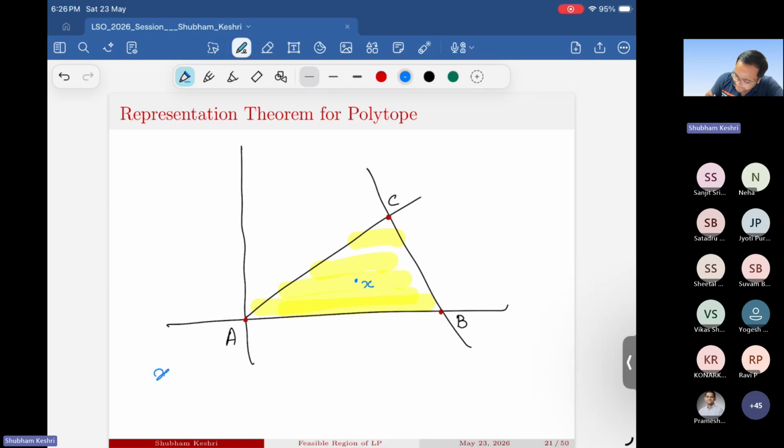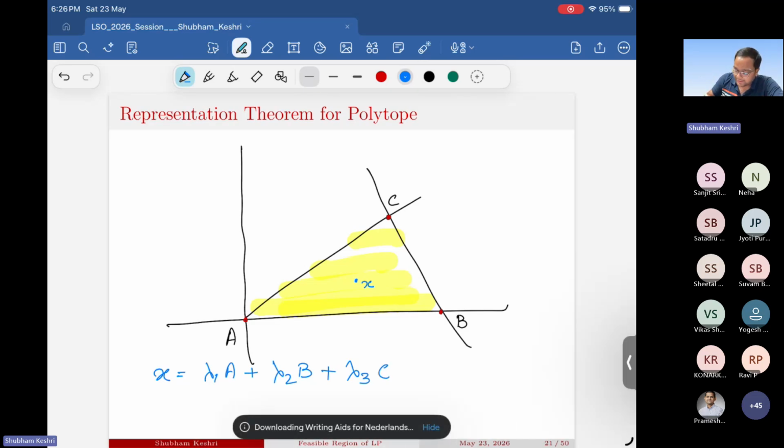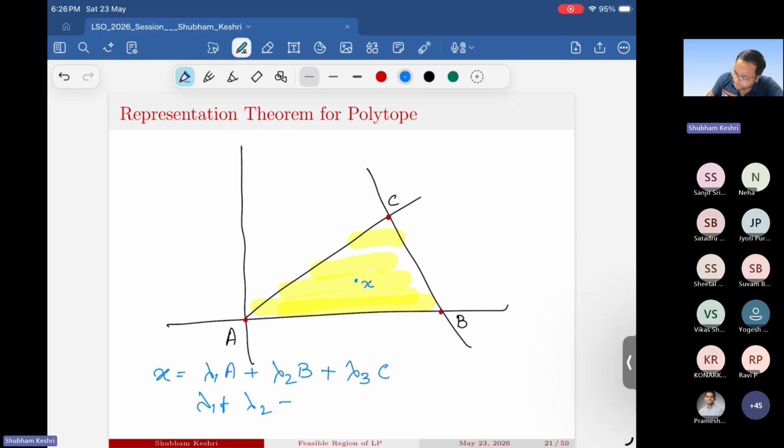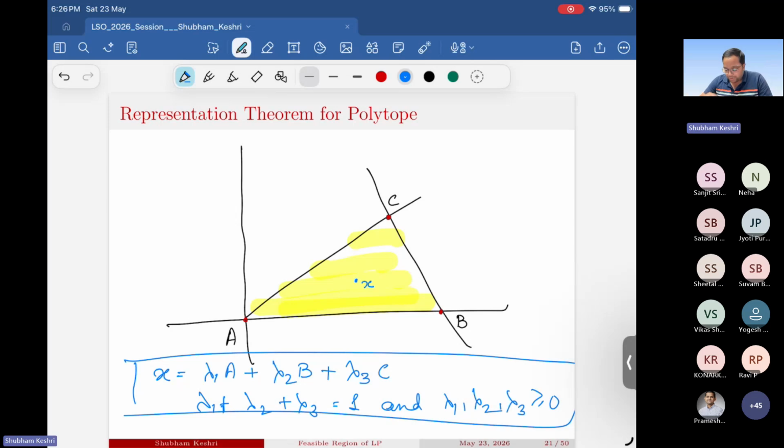So what we can do is, it says that you can represent X using all the corner points. So we have 3 corner points here. It will be lambda1 A plus lambda2 B plus lambda3 C. But there are some conditions. What are those conditions? The condition says that lambda1 plus lambda2 plus lambda3 has to be 1, and lambda1, lambda2, lambda3 are greater than or equal to 0. You can write any point inside this feasible region using the corner points of that feasible region. This is what the representation theorem of a polytope says.